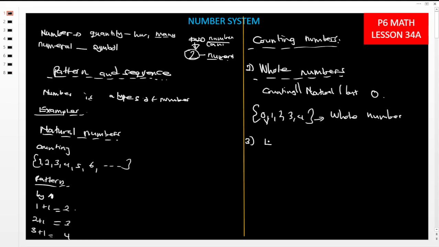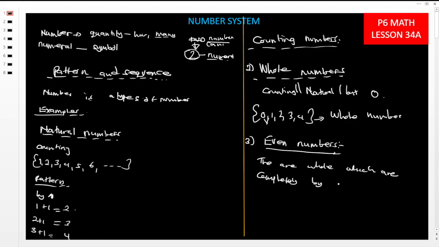We have another system in numbers, and these ones are what we call the even numbers. Now what are these even numbers? These are whole numbers which are completely divisible by 2.